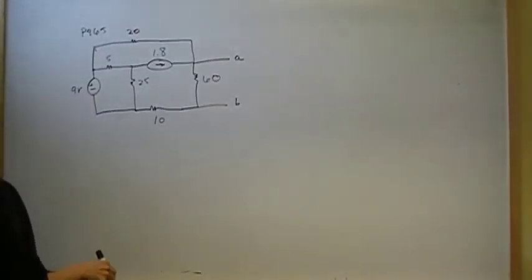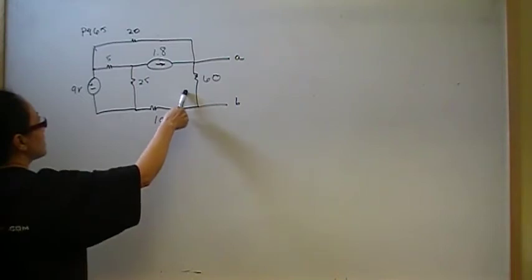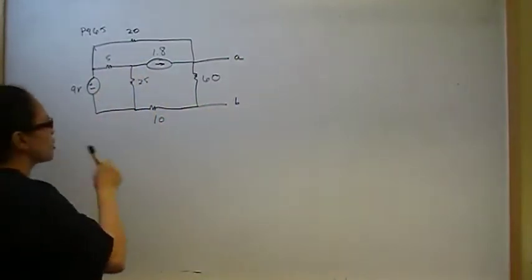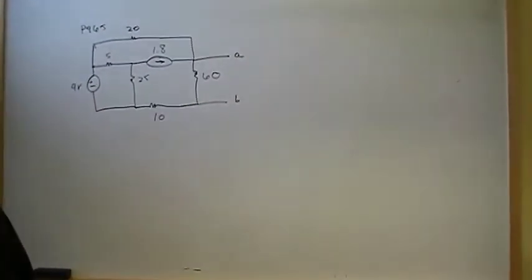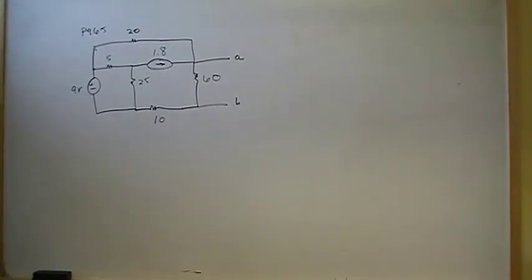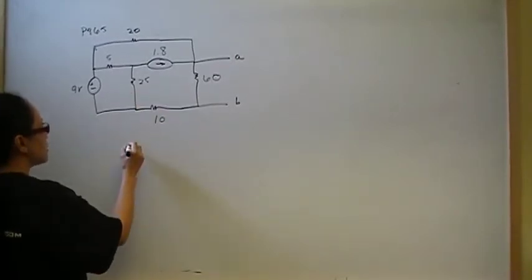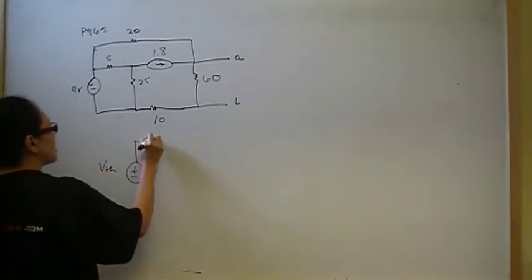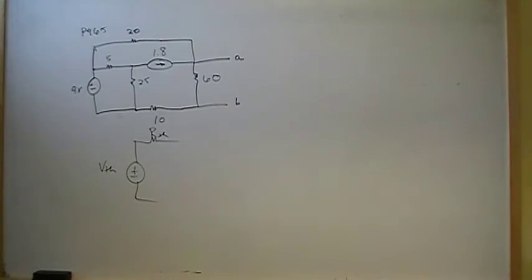So let's take a second to describe the circuit. I have a 9 volt independent voltage source, and I have 5 ohms here, 25, 10, 60, a 1.8 amp independent current source, and a 20 ohm resistor. And the load is right here at points A, B, across the 60 ohm resistor. And in part A, we want to take this whole mess here and reduce it into one simple Thevenin voltage, V Thevenin, in series with one resistance as seen by the load. So we're going to do that.